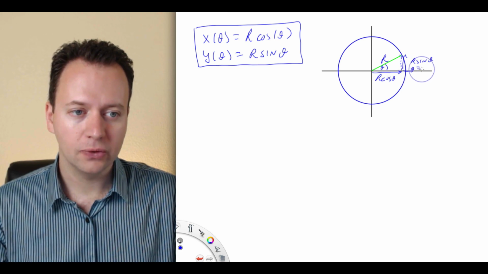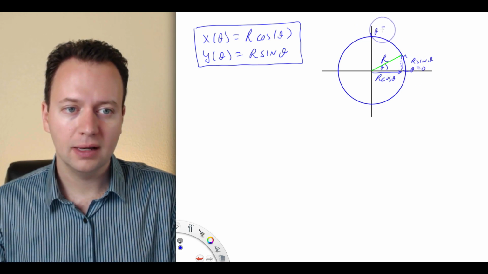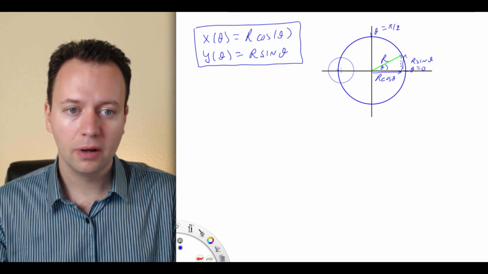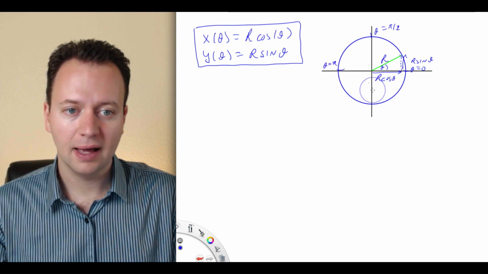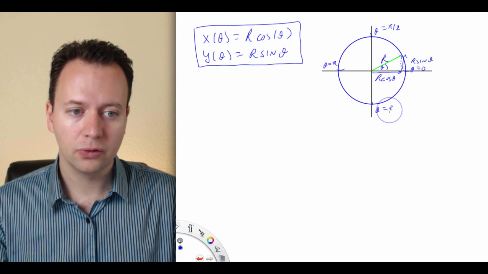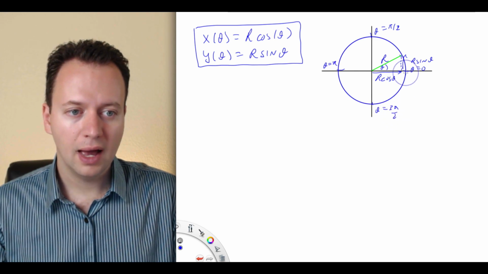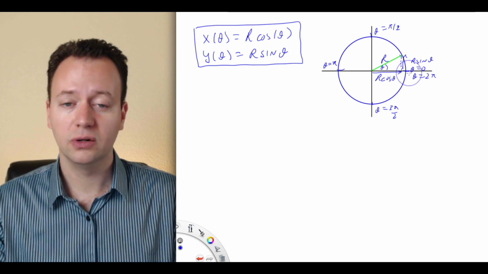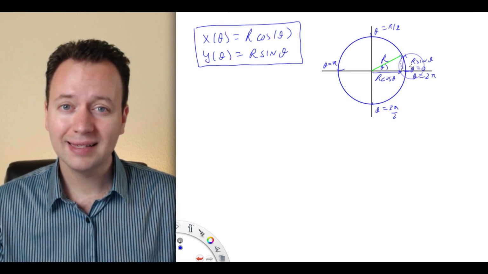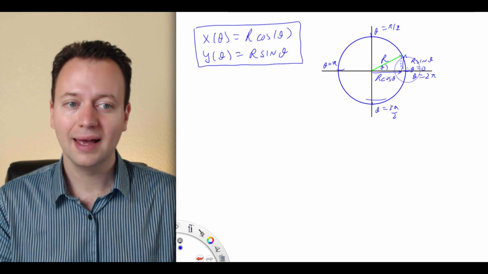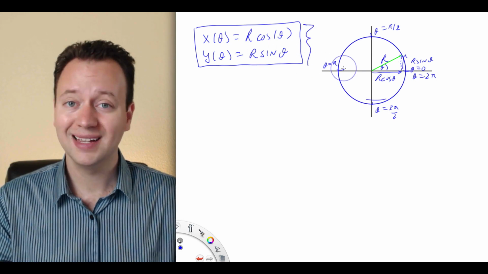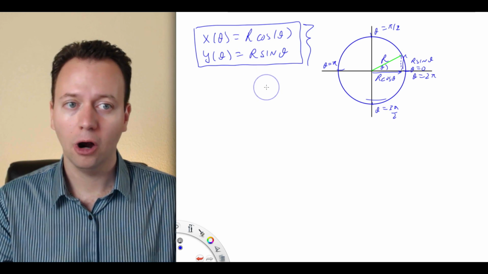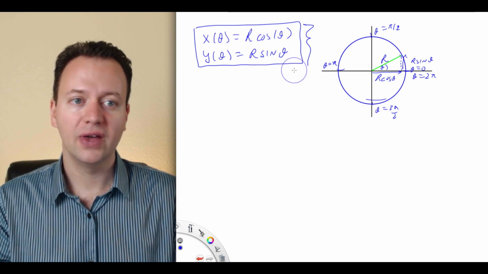So theta equals 0 would be here, theta is equal to pi over 2 would be up here, theta is equal to pi is down here, theta equals 3 pi over 2, and then finally theta is equal to 2 pi. The circle returns to its initial starting value. So as theta varies from 0 to 2 pi, these equations trace out the points on a circle of radius capital R. So that's our first example.